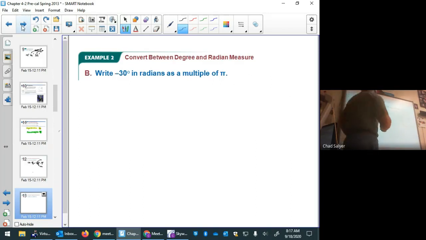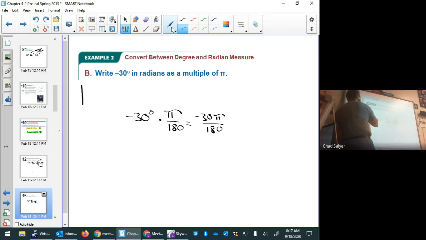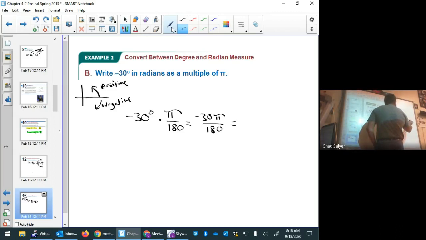All right, what about negative 30? So we're going to multiply that once again by pi over 180. And so I get negative 30 pi over 180. Remember, positive angles go this way, and negative angles go this way. Why? Well, that's just what we decided. No special reason for it. Counterclockwise is positive, clockwise is negative. If I divide top and bottom by 30 here, I get negative pi over 6.